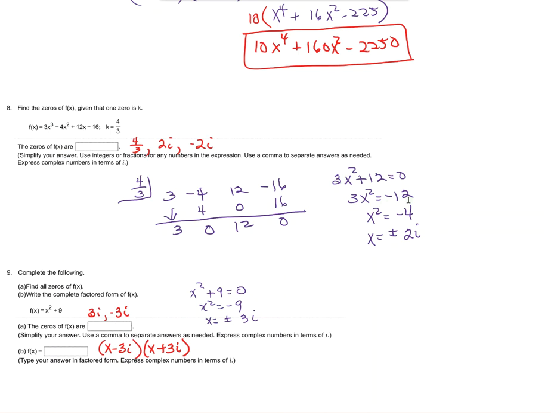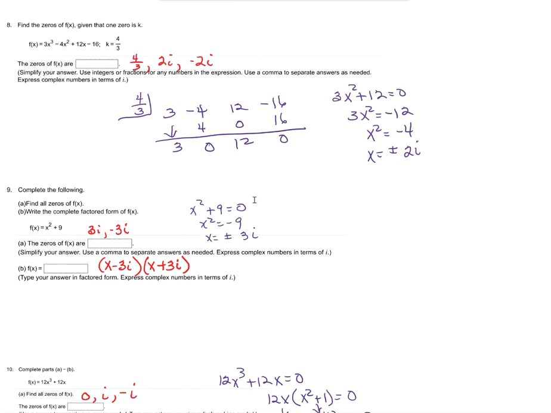3x squared is negative 12. Divide by 3, you get x squared is negative 4. And that means your answers are plus or minus 2i. In here, you want to use the one you're given, put that in as an answer, and then the 2 that you just found.